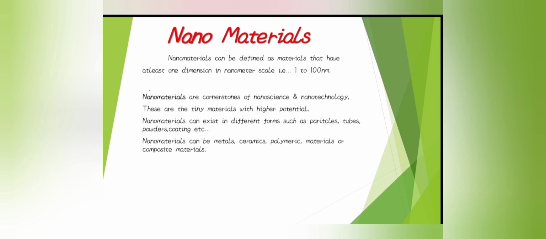At first we should know the definition of nanomaterials. Nanomaterials can be defined as materials that have at least one dimension in nanometer scale. The size of nanomaterials is 1 nanometer to 100 nanometers. Other than that, sizes beyond that range are not considered nanomaterials. And we know that there are three types of materials: bulk materials, atomic materials, nanomaterials. Between the bulk and atomic materials, we can find the nanomaterials.